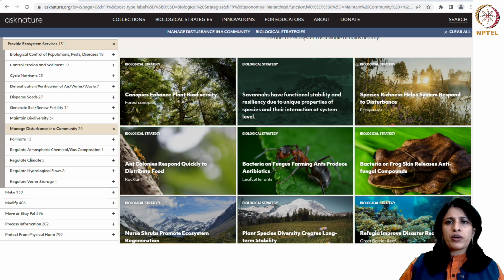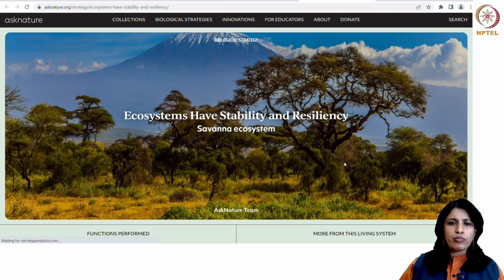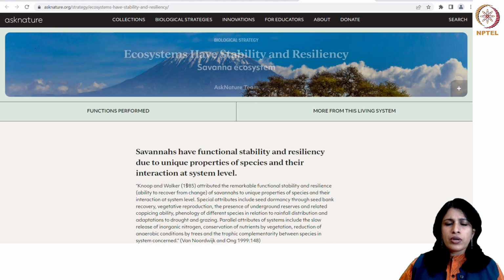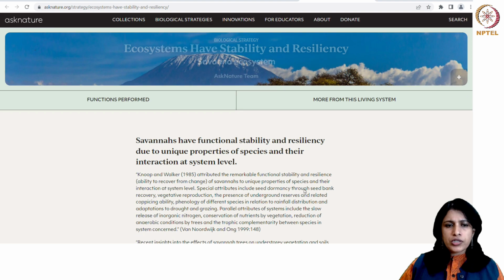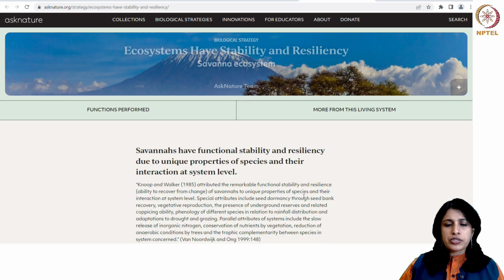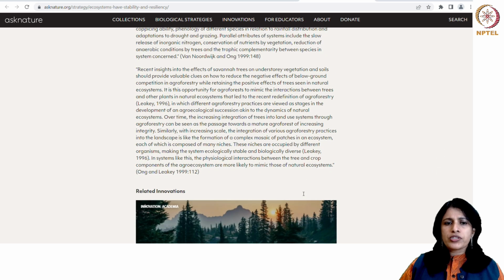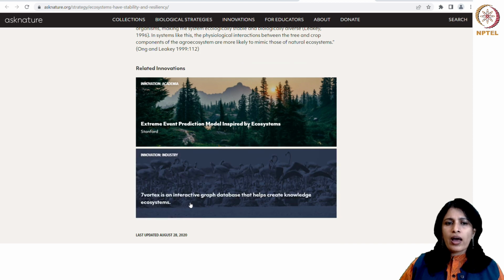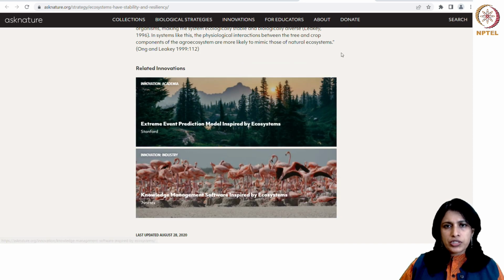You open one of them and you can see the details like before as to how. This is an example of the savanna ecosystem. So how does the savanna ecosystem manage disturbances? Here it is, how it does it, and the related innovation that has stemmed from that. You have a company that has created an interactive graph database based on the learning from savanna ecosystems, and prediction models based on savanna ecosystems.